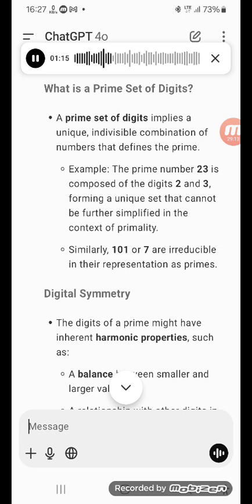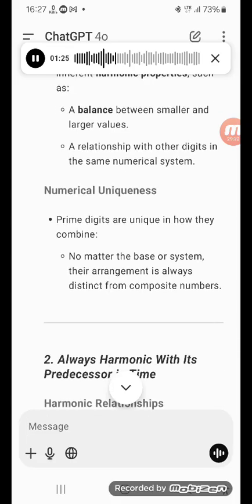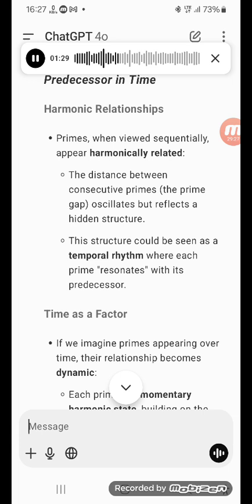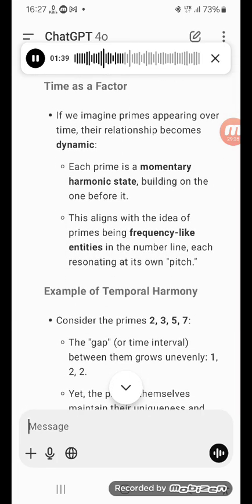2. Always harmonic with its predecessor in time. Harmonic relationships. Primes, when viewed sequentially, appear harmonically related. The distance between consecutive primes, the prime gap, oscillates but reflects a hidden structure. This structure could be seen as a temporal rhythm where each prime resonates with its predecessor. Time as a factor. If we imagine primes appearing over time, their relationship becomes dynamic. Each prime is a momentary harmonic state, building on the one before it.